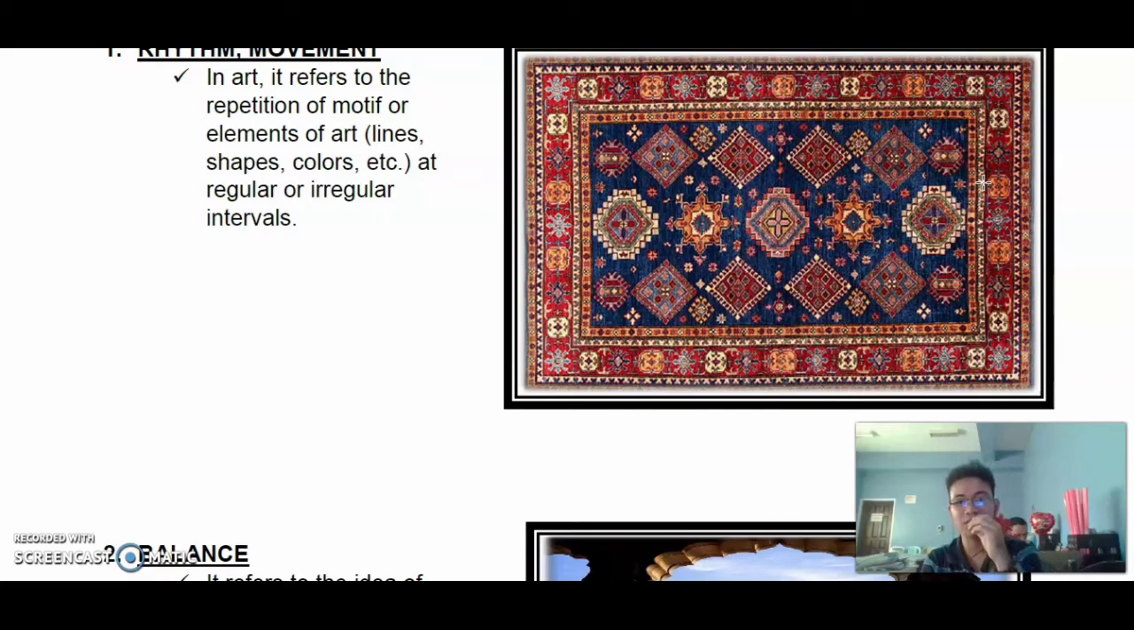So for example, in this artwork, you have the repetition. They have the repetition of the pattern on the border. On the center part, they also have diamond-like shapes. Those are the highlights of this artwork.